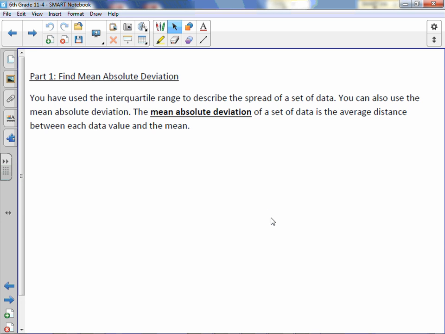You have used the interquartile range to describe the spread of a set of data. You can also use the mean absolute deviation. The mean absolute deviation of a set of data is the average distance between each data value and the mean.